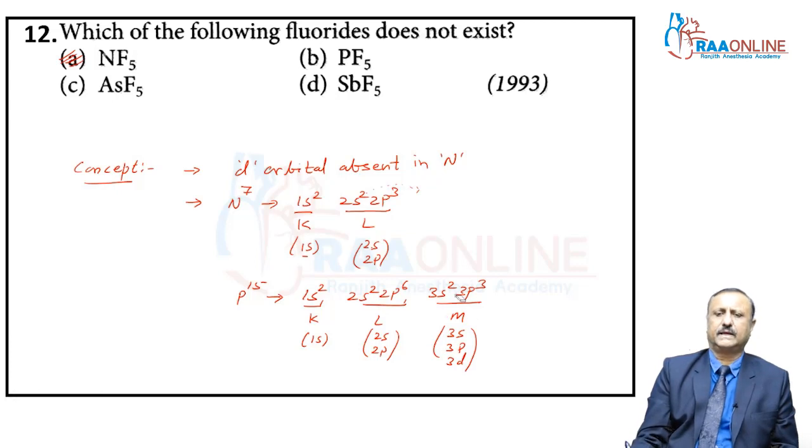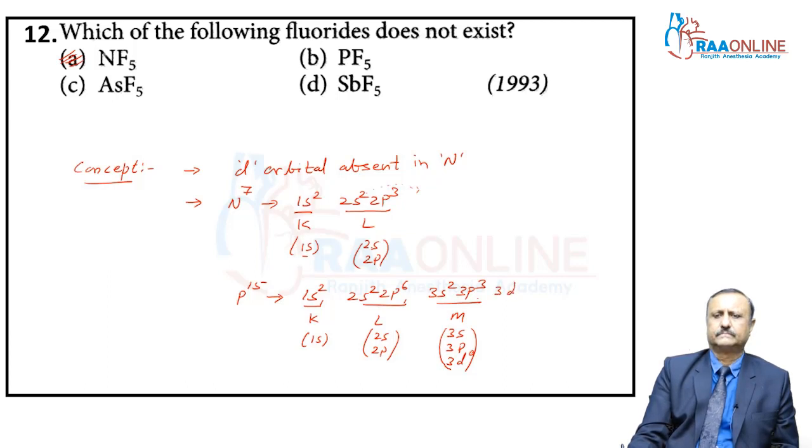My dear students, you can see here in the third shell, the d orbital is present, but this d orbital is empty, so you cannot see it in the electronic configuration. But this orbital is present. No electron is in this orbital, so you cannot write it here.